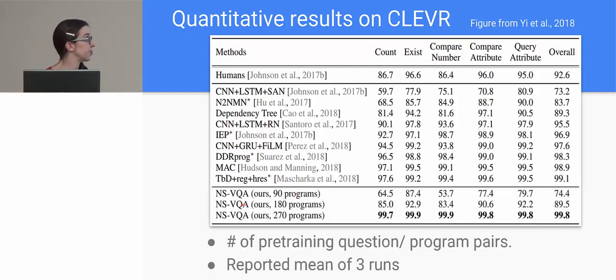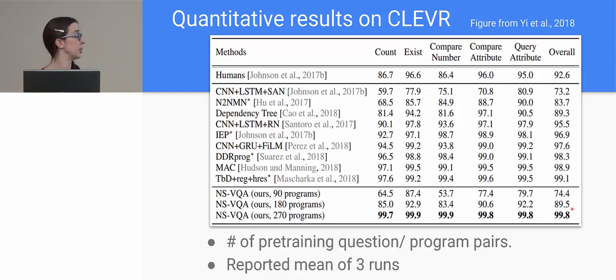So we have 3 results here. The difference between them is the number of annotated training examples on the question parser. So either 90 question program pairs, 180 question program pairs, or 270, and then the remainder of the questions are used for that reinforcement training step. When we use 270 annotated examples, NSVQA pretty much blows the rest of the architectures out of the water.